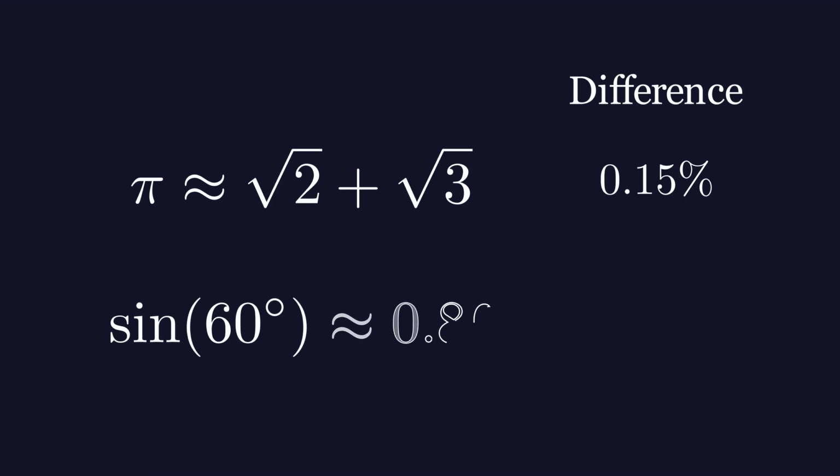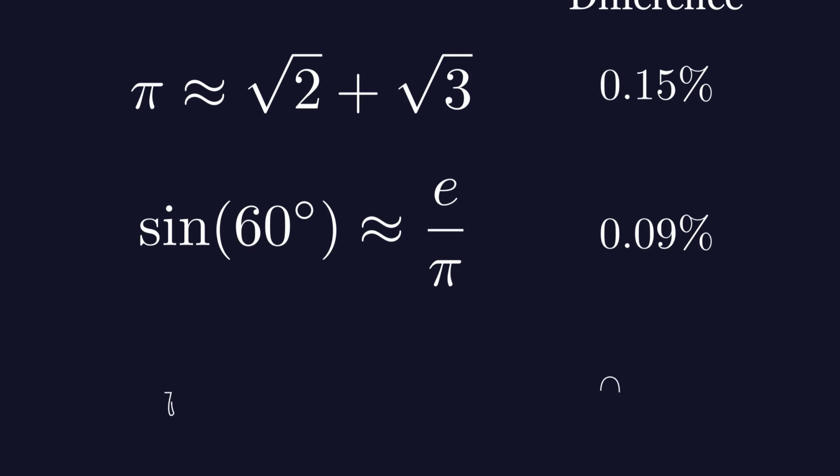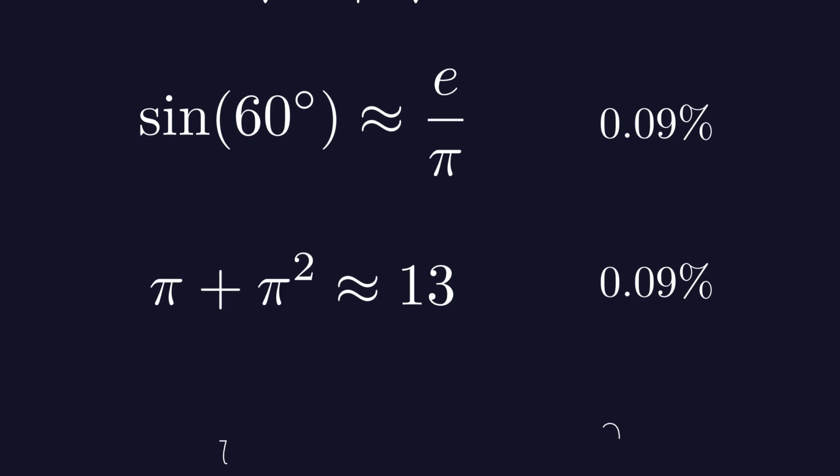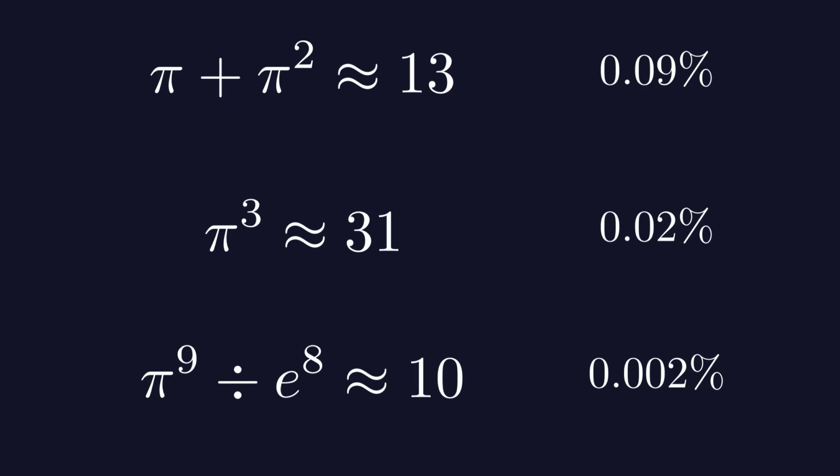Sine of 60 degrees is equal to around 0.86, which is also equal to around E divided by pi. There are many of those equations involving pi and E where the right and left side are almost equal. There are also some involving other constants.